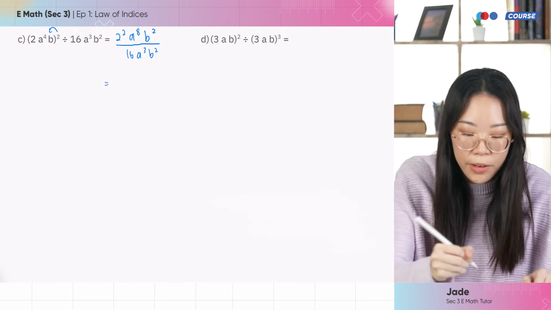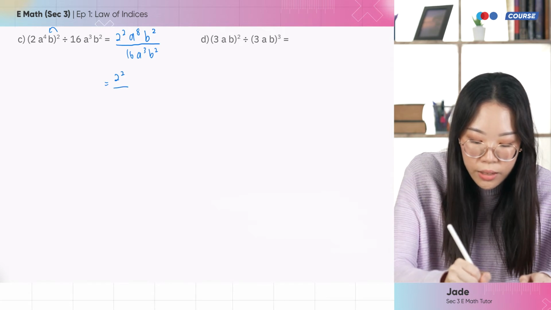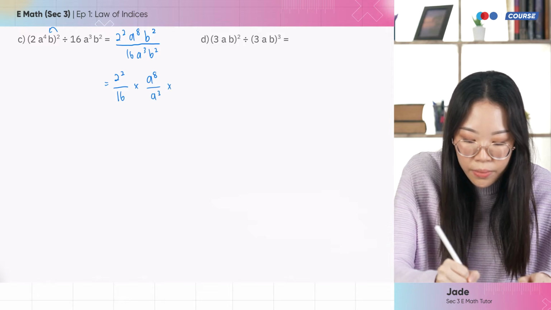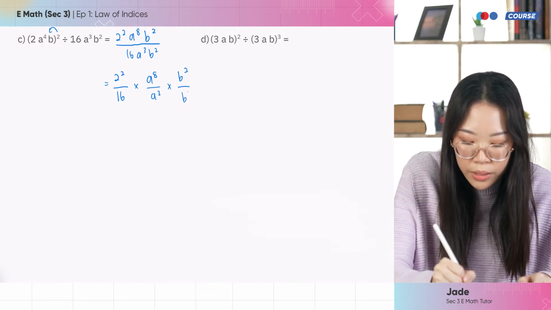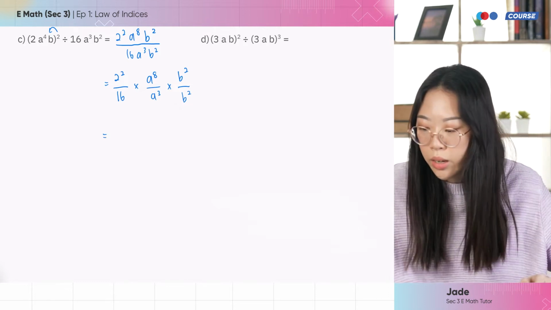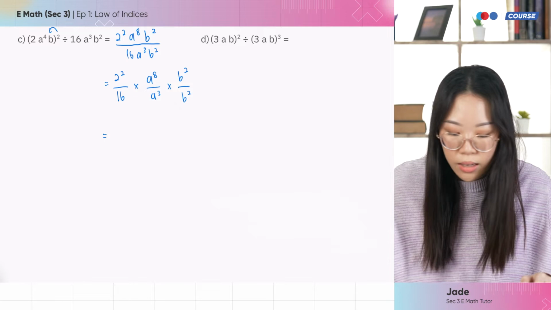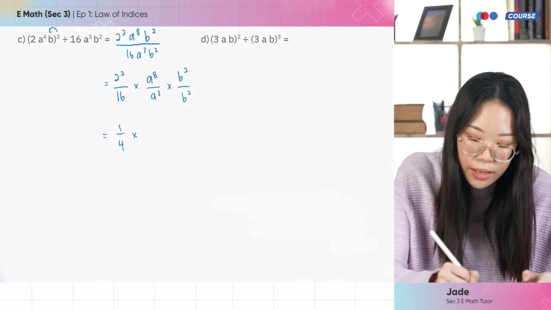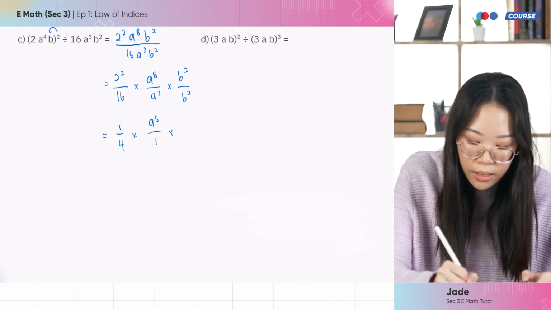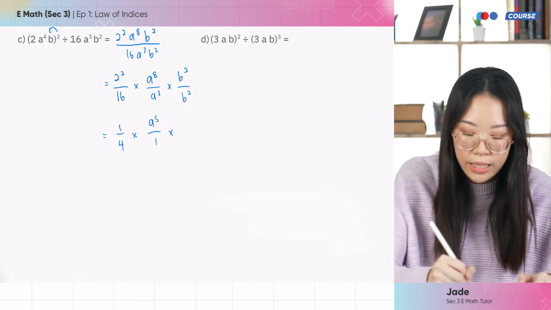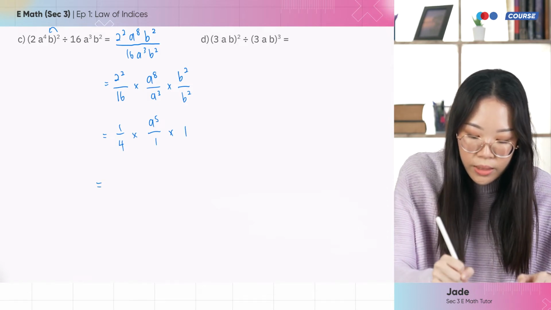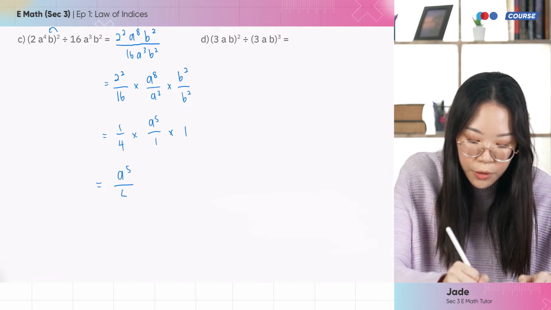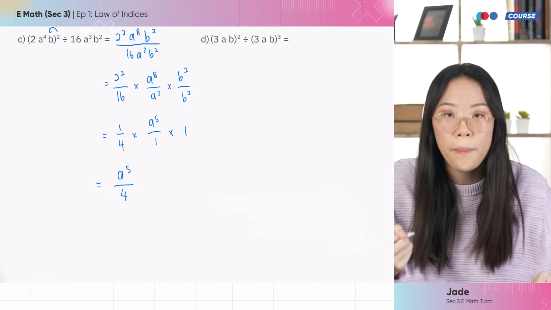Next, we can group the common variables together. So we have 2 squared divided by 16, and then a to the power of 8 over a to the power of 3. And lastly, b squared over b squared. You can key into your calculator, and you should get 1 over 4. For this part, you will have a to the power of 5 over 1. And since it's b squared over b squared, we can just simply write it as 1. Next, we can combine all the numerators together. So we have a to the power of 5 over 4. Let's move on to part D.